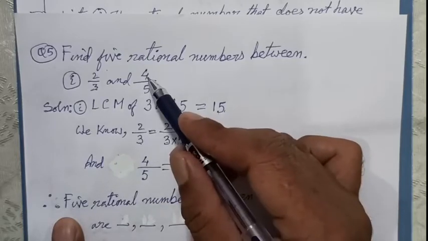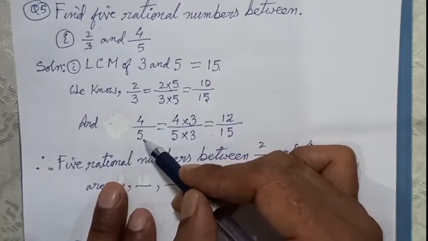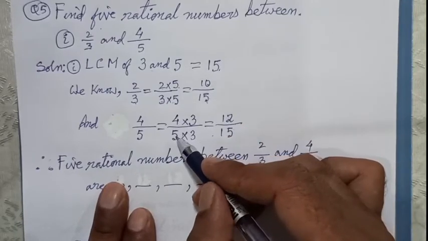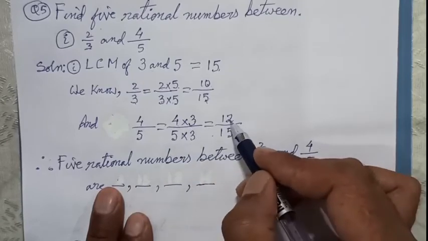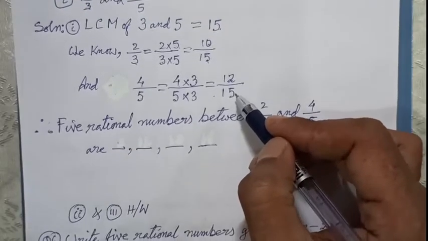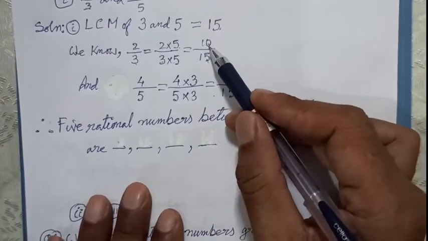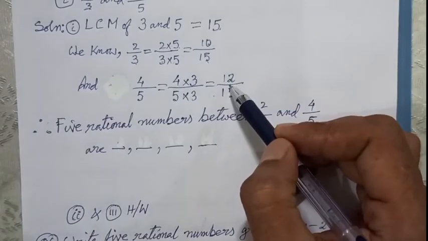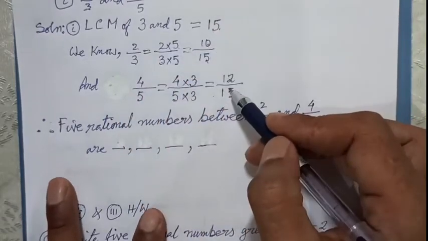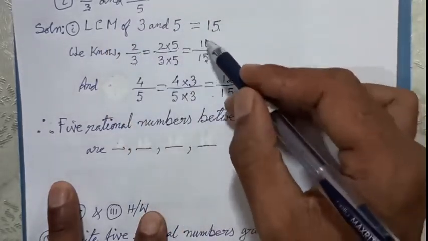The second rational number is 4/5. Here denominator is 5. So to make this denominator 15, we need to multiply by 3. Numerator and denominator will multiply by the same number 3. 4 times 3 is 12. 5 into 3 is 15. Here we observe that here is number 10, here is number 12. In between 10 and 12 there is only one number, 11. The question says to find 5 rational numbers, but in between 10 and 12 there is only one number, so we cannot find 5 rational numbers in between these two.